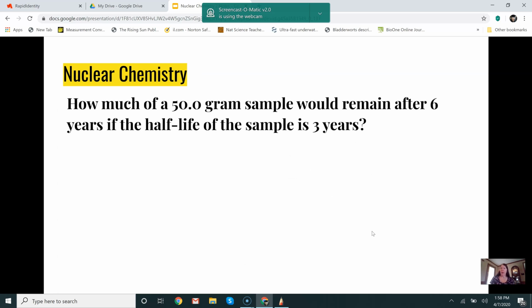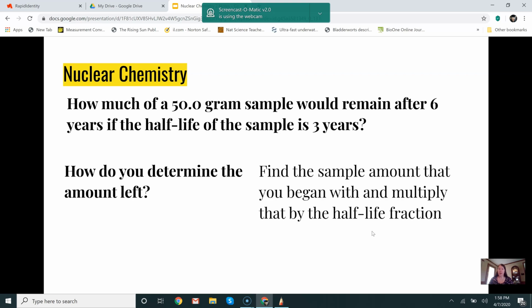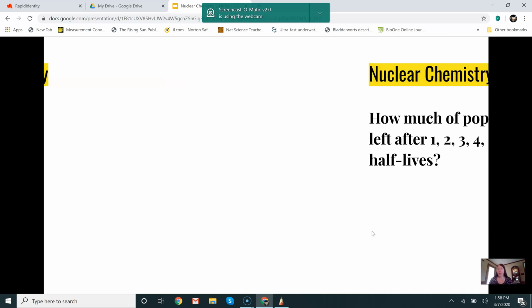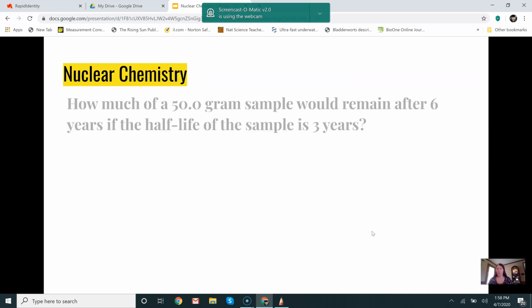So how can we apply this? Say we have a 50-gram sample. How much of it would remain after 6 years if the half-life is 3 years? So how do you determine the amount left? Well, you've got to find 2 things. You have to look at the sample amount that you began with, and you've got to multiply that by the half-life fraction. And we were looking at the half-life fractions right here. 3 half-lives is an 1/8, and that sort of thing.